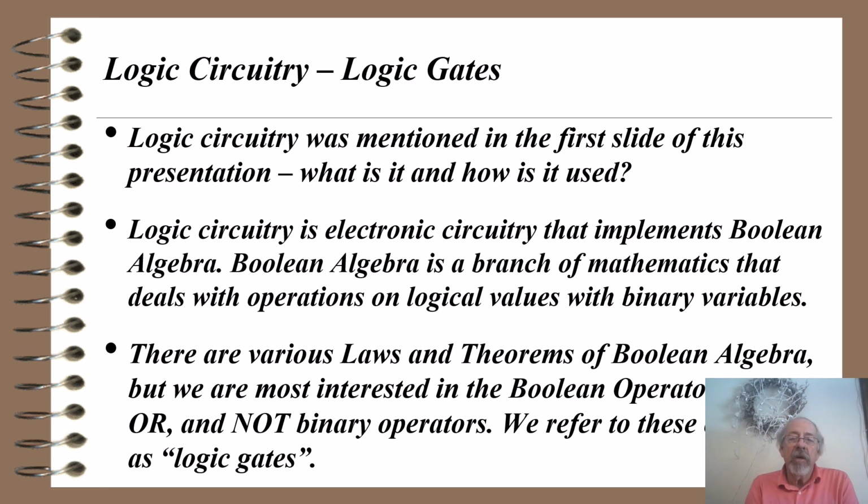So now we're going to shift gears and talk about logic circuitry, or logic gates. Logic circuitry was mentioned in the first slide of this presentation. What is it and how is it used? Logic circuitry is electronic circuitry that implements Boolean algebra. Boolean algebra is a branch of mathematics that deals with operations on logical values with binary variables. There are various laws and theorems of Boolean algebra, but we are most interested in the Boolean operators AND, OR, and NOT. These are binary operators. We refer to these operators as logic gates.